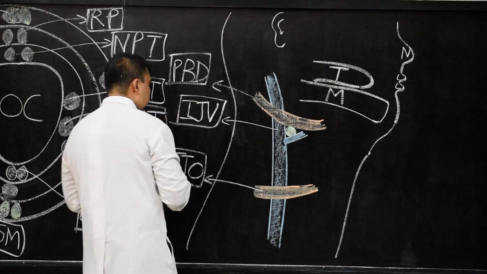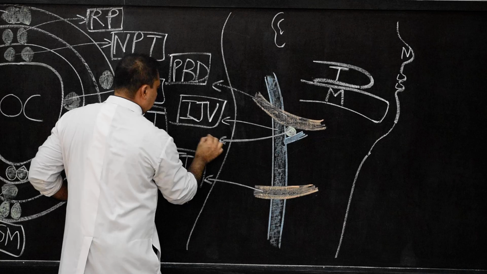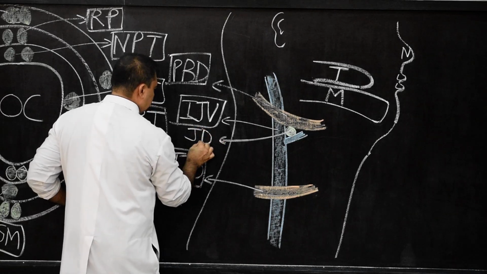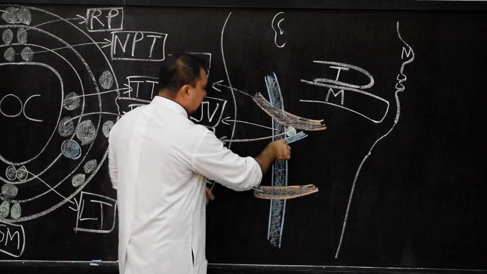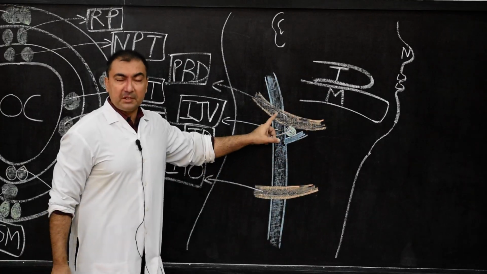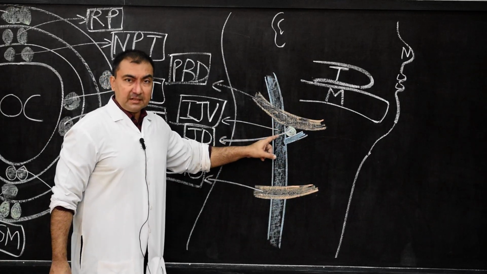So therefore here I will mark this as jugulo-digastric lymph node. Remember, this is also asked as an MCQ or Viva question. Its location and its drainage.